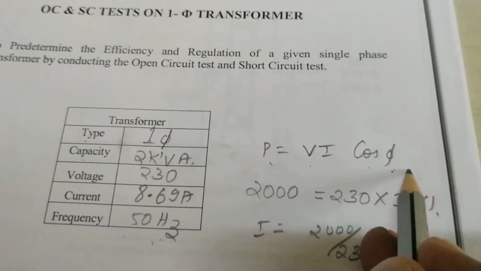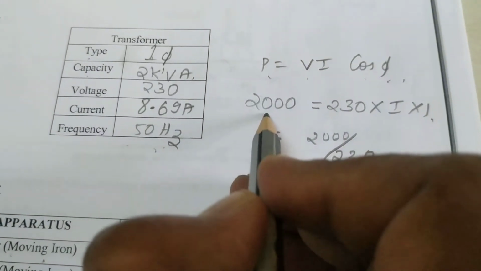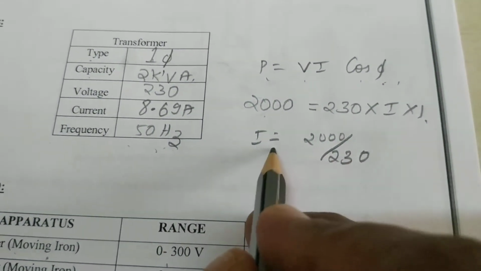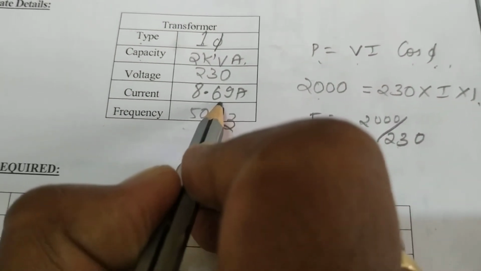P is V I cos phi, so 2000 cos phi, let it be 1. I is 2000 by 230. You will get 8.69 amps.